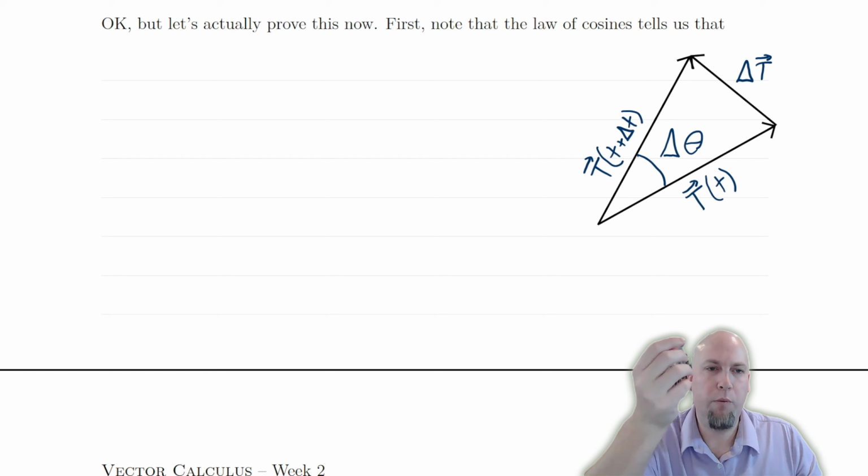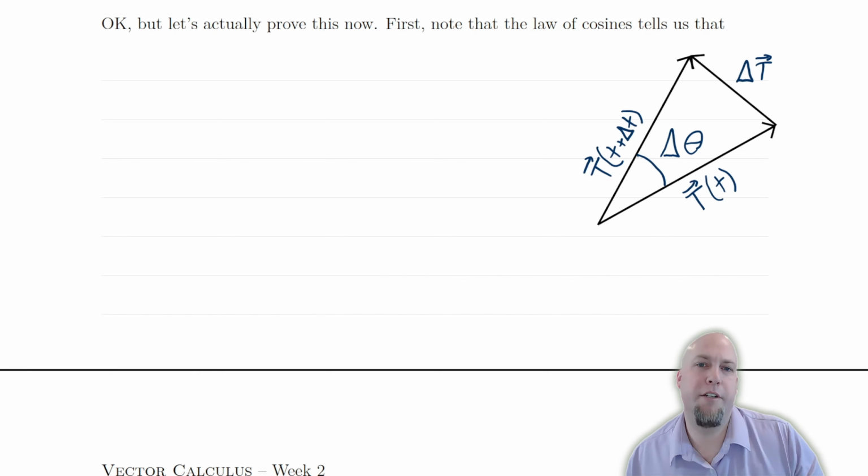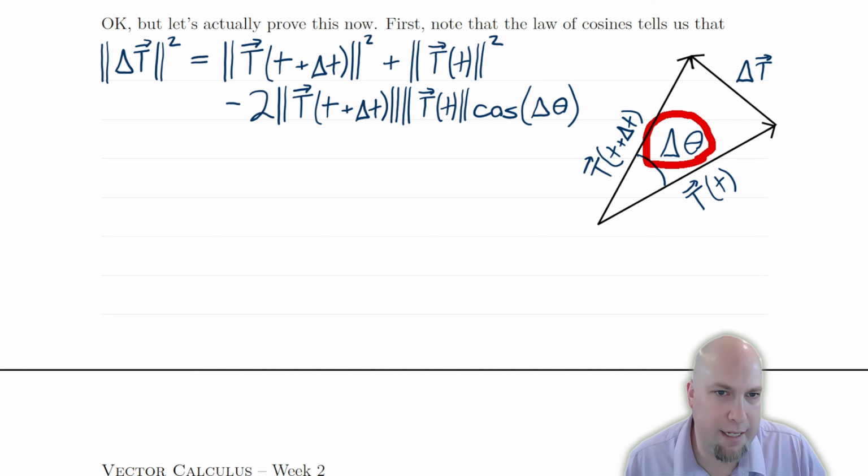Now we want to reason about how quickly this changes as t changes. The first thing I'm going to do is use the law of cosines to tell me things about this picture. In particular, the law of cosines tells me that the length of this side over here squared, delta big T squared, equals the length of that squared plus the length of that squared minus 2 times the lengths times the cosine of this angle here.